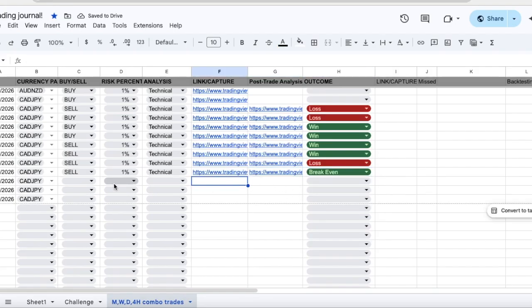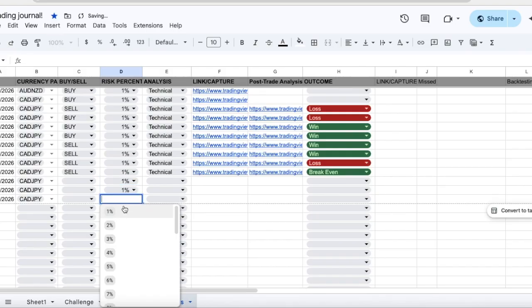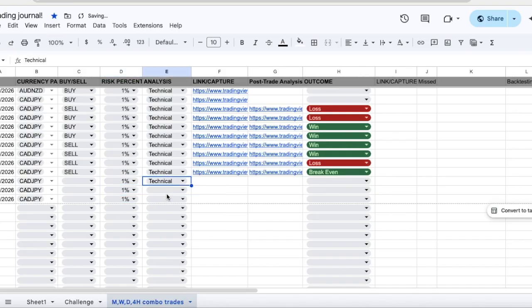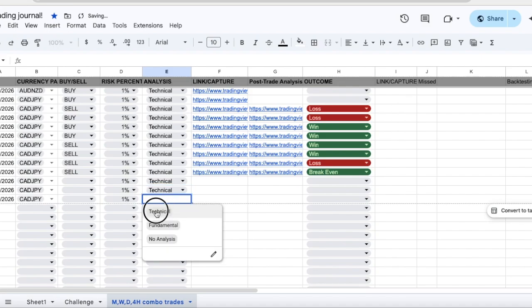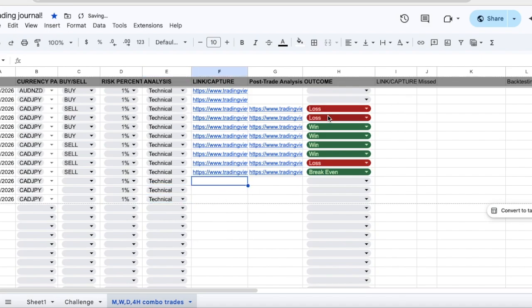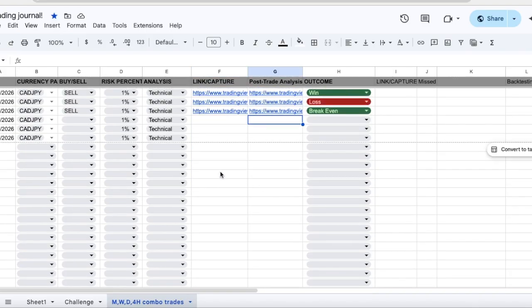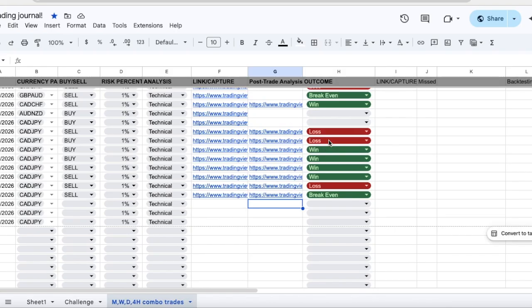Guys, if you do not have this trading journal, you need it, man. You can tell it's helping. You see that? 1 loss, 2 loss, 3 loss, 1 win, 2 win, 3 win, 4 win, and 1 break-even trade. So that's almost a 60% win rate, right? Because we have 3 losses and 4 wins out of 8 trades.